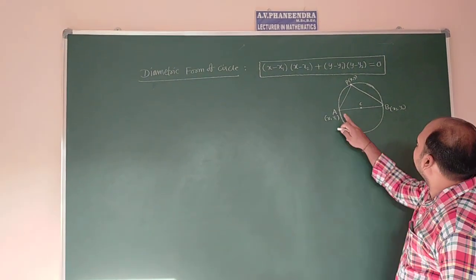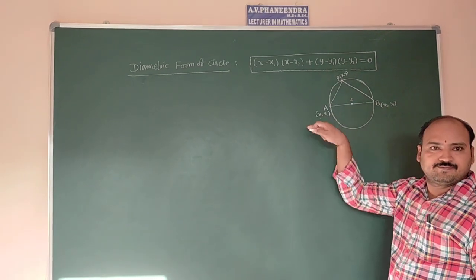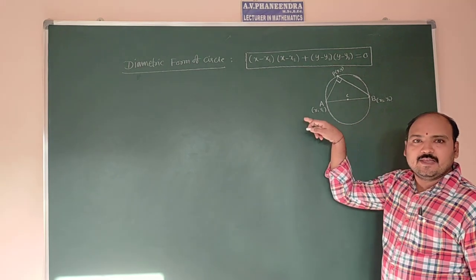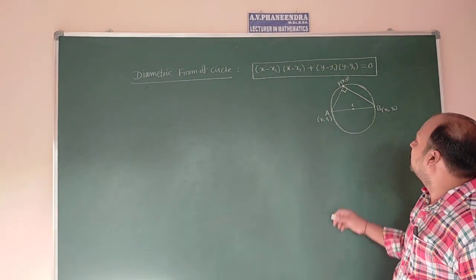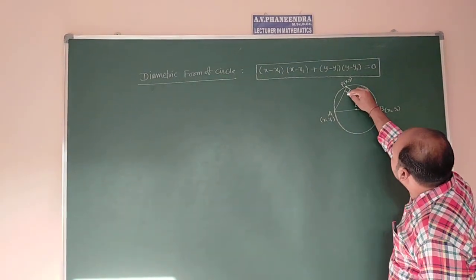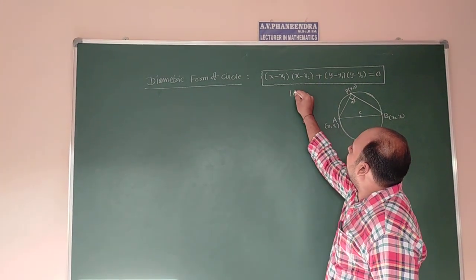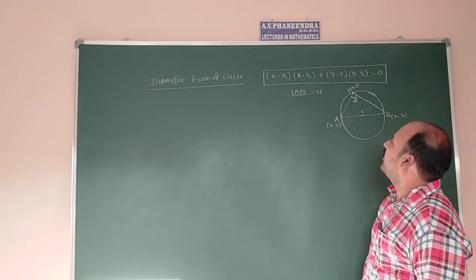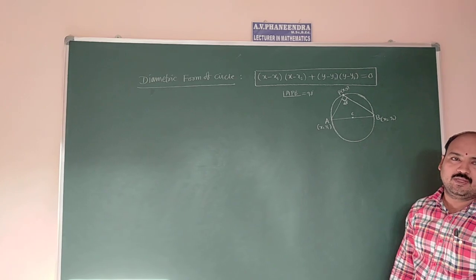We know that APB is a semicircle, and the angle in a semicircle is a right angle. We have this very important known formula. That means here angle APB is equal to 90 degrees. So whenever it is 90 degrees, AP is perpendicular to BP.